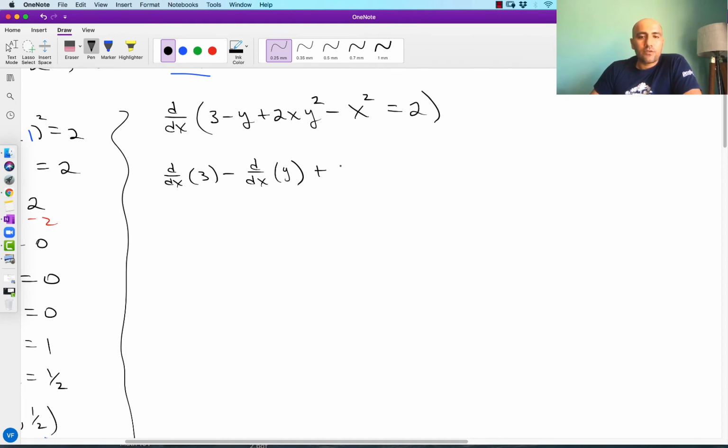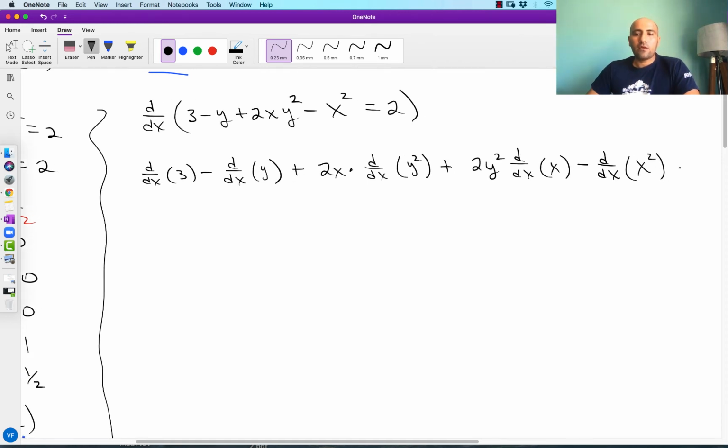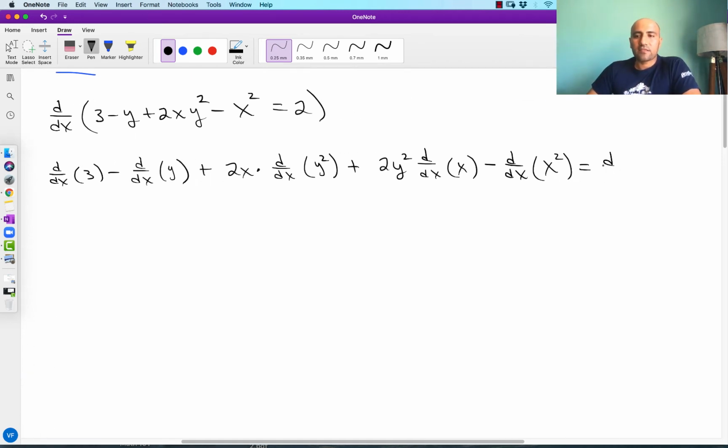Plus, and then we have a little product rule here. So let's do 2x times the derivative with respect to x of the y squared. Plus, now let's leave the 2 and the y squared alone, times the derivative with respect to x of just the x, right? So we take turns, minus the derivative with respect to x of the x squared equals the derivative with respect to x of 2. And so we know that this one's easy. That's just going to be a 0. And we know this one is just going to be a 0. So let's simplify this. That's just going to be 0.